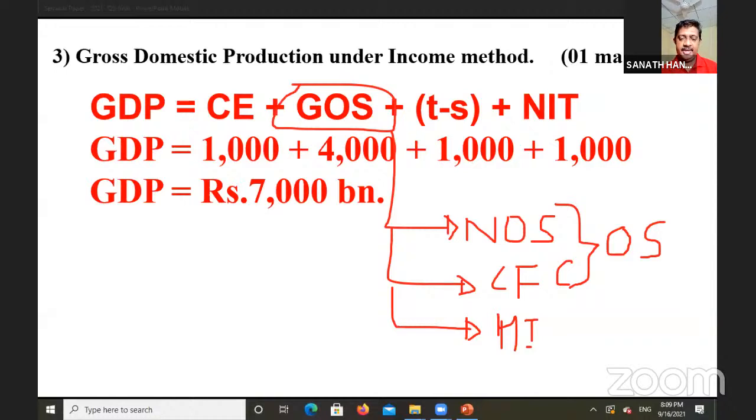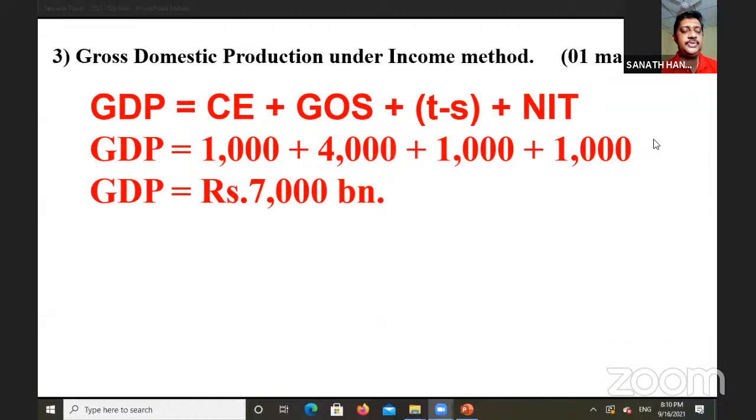NOS means net operating surplus. CFC means consumption of fixed capital. OS means operating surplus. MI means mixed income. GOS means gross operating surplus. Right. That's how we calculate GDP under these 3 methods.